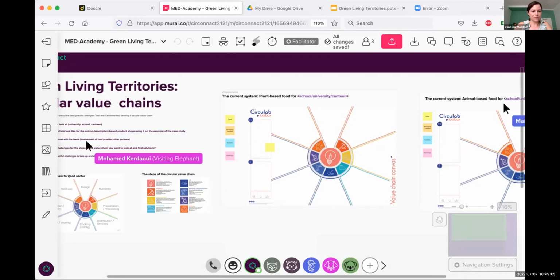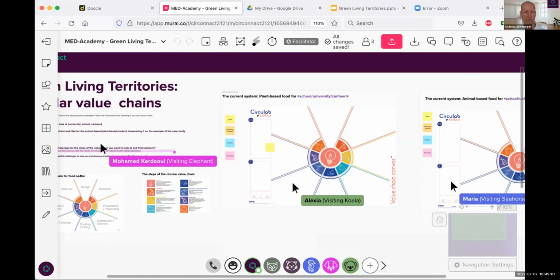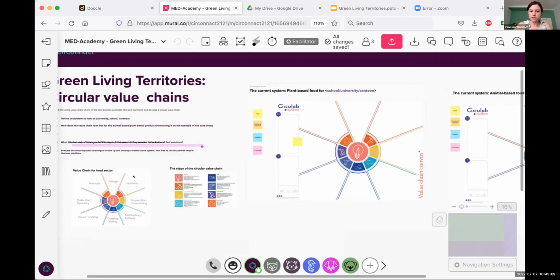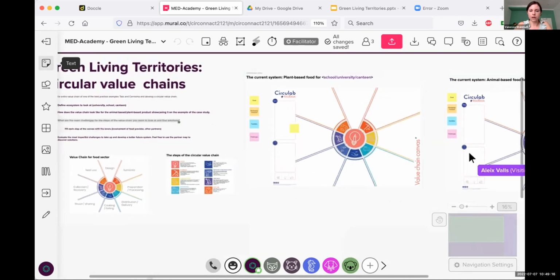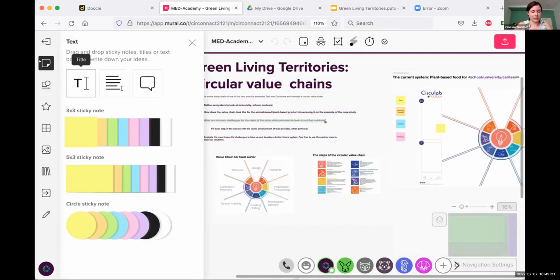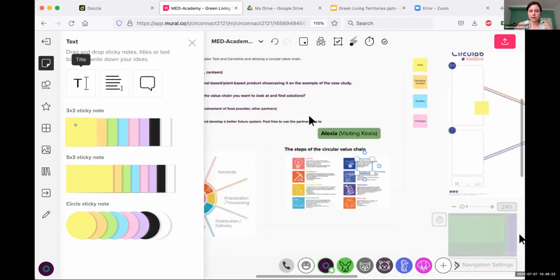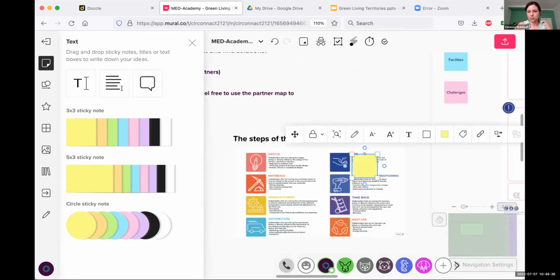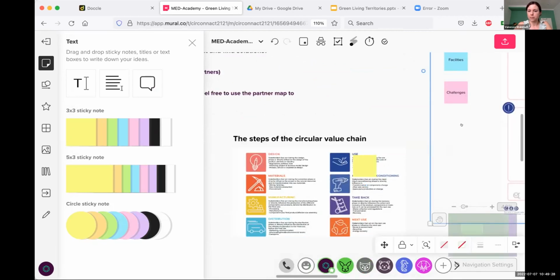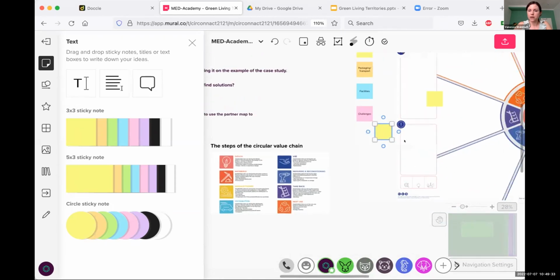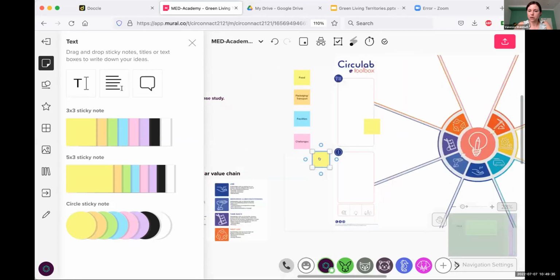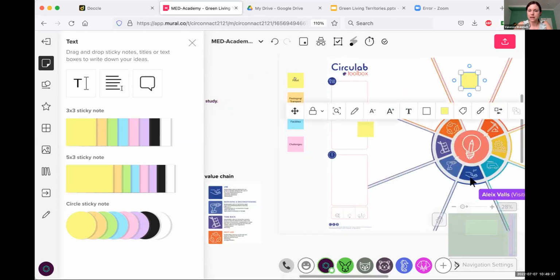You see on the left side the steps of the value chain, what it means in case you want to look deeper into it, and here how to add post-its. You can click on the left side, add a sticky note, and put it on the step of the value and supply chain.